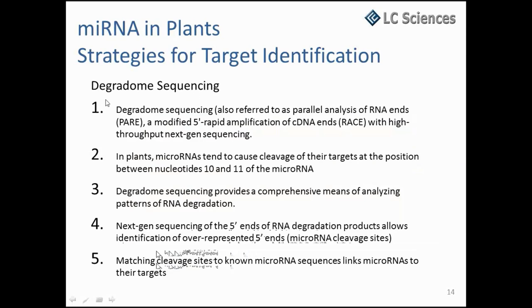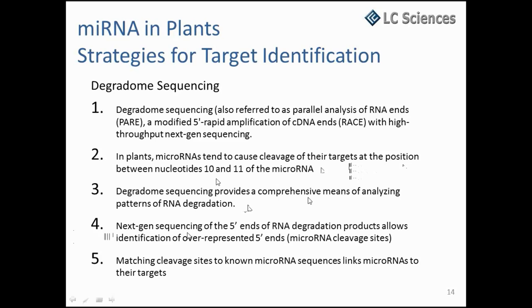And degradation sequencing is a next generation sequencing method. It is a modified 5' rapid amplification of cDNA ends method. The method is based on the understanding that in plants, microRNAs tend to cause the cleavage of their targets at the position between nucleotides 10 and 11 of the microRNA. Degradation sequencing really doesn't need any background knowledge. It also provides a comprehensive means of analyzing patterns of RNA degradation.